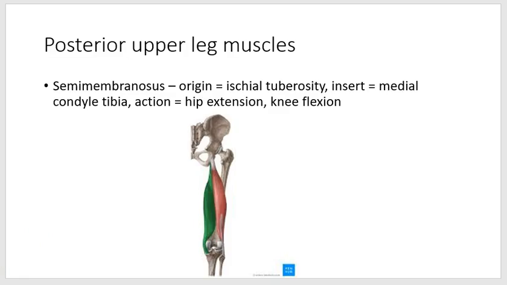Coming to our hamstring muscles, we have 3 hamstring muscles. The first one is going to be the semimembranosus. It has origins up on the ischial tuberosity, your butt bone, and then it inserts down on the medial condyle of the tibia and allows for hip extension. So if you're bending your leg and then straighten it out, you can feel this muscle on the back of your thigh contracting. It's also important in knee flexion, so bringing your lower leg up.